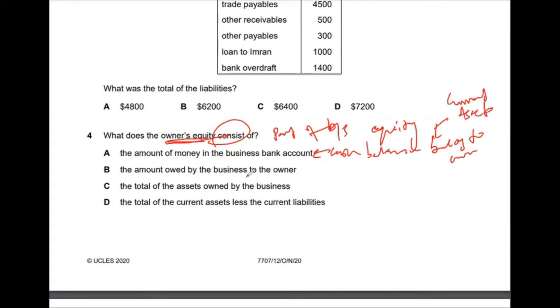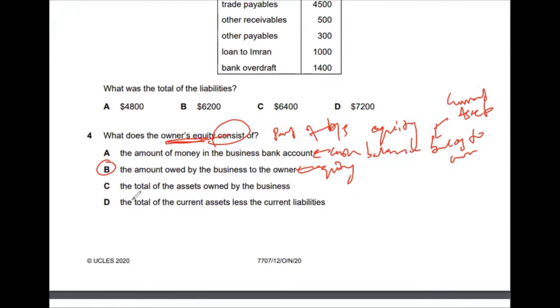The amount owed by the business to the owner. Yes, this sounds very much like an equity statement. This is actually a factual statement. You don't really need to pick the best option here. This is the fact, and this is the best option.